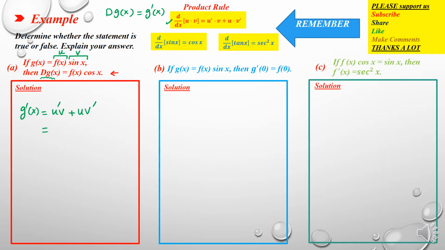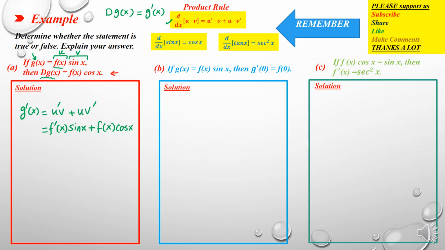Now the function u is f of x, so the derivative of u is f prime of x multiplied by the function v, sine x, plus u, which is f of x, multiplied by v prime, and the derivative of sine x is cosine x. So this is the derivative of the given function g.